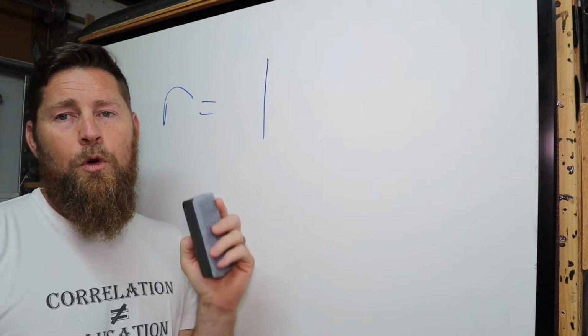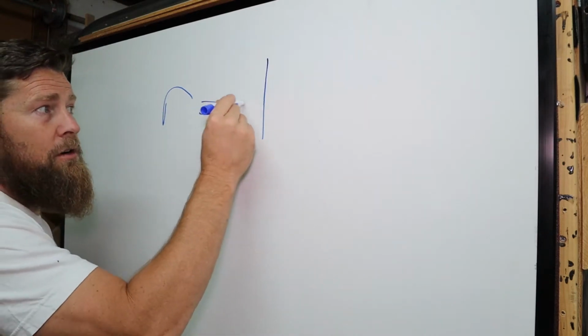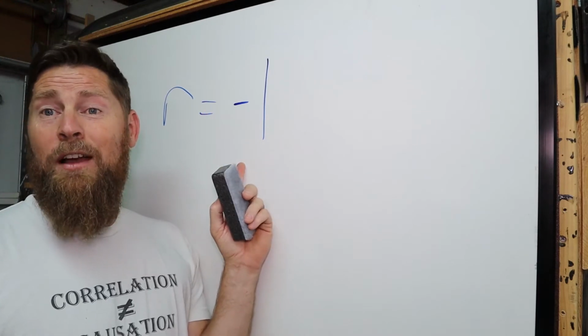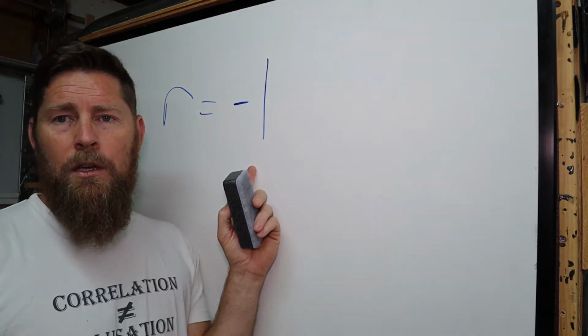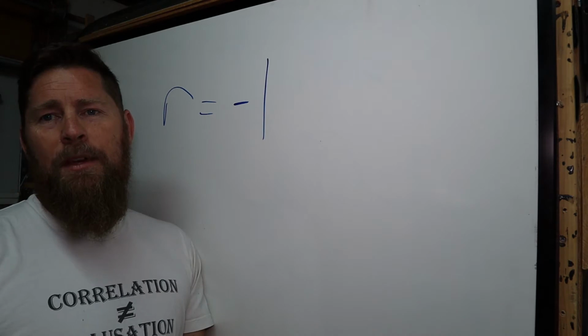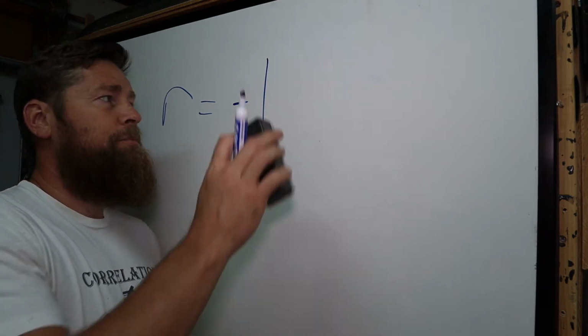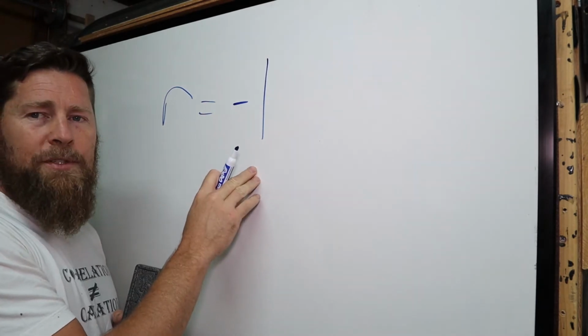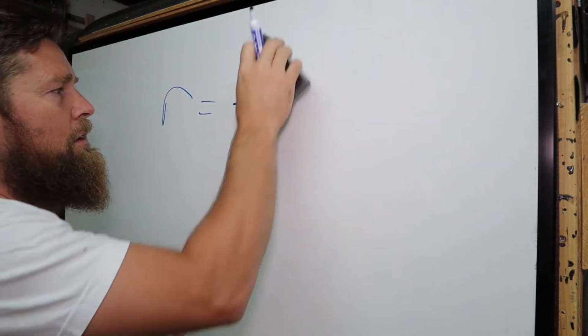1 is a perfect correlation. This, however, -1 is not an imperfect correlation. It's in fact a perfect negative correlation. A negative correlation is something that we'll talk about next. These are the two limits or boundaries of correlation, but they are not opposite of one another, strangely.